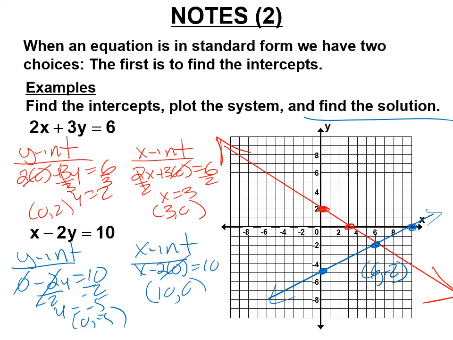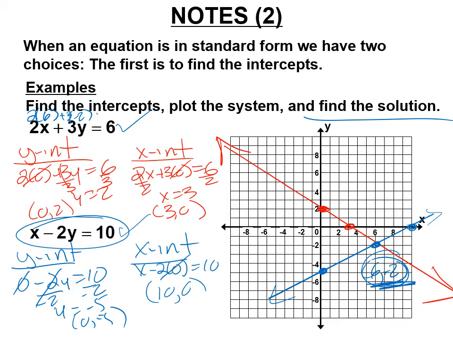Now, again, if you're not sure, 6, negative 2 makes that math work out. 6 minus 2 times negative 2 is 6 minus negative 4. 6 plus 4, 10. 6, negative 2 makes the top one true. 2 times 6 is 12. Plus 3 times negative 2 is negative 6. 12 plus negative 6 does equal 6.